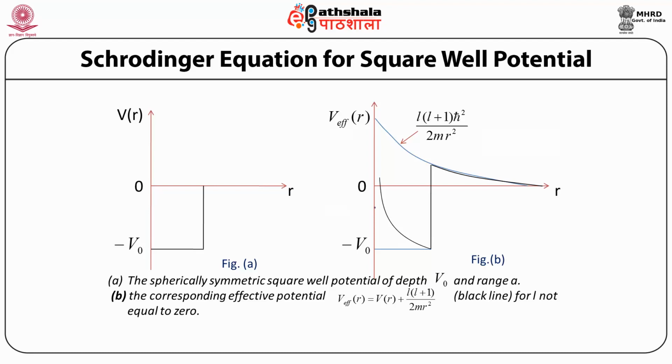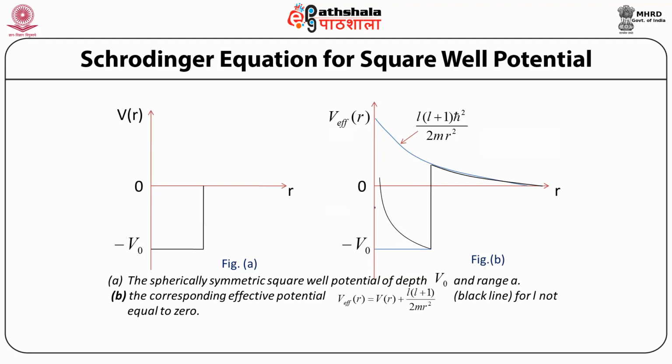Now the corresponding effective potential is plotted in figure B. On the y-axis we have plotted V effective(r), and on the x-axis the radial distance r. The second term of V effective is given by V(r) plus l(l+1)h bar squared by 2mr squared. The second term is basically of 1 by r squared form and it falls off with r as shown in the curve. When r tends to 0, it diverges, that means it goes to infinity, and with the increase of r, it falls asymptotically. That is shown by this l(l+1)h bar squared by 2mr squared curve.